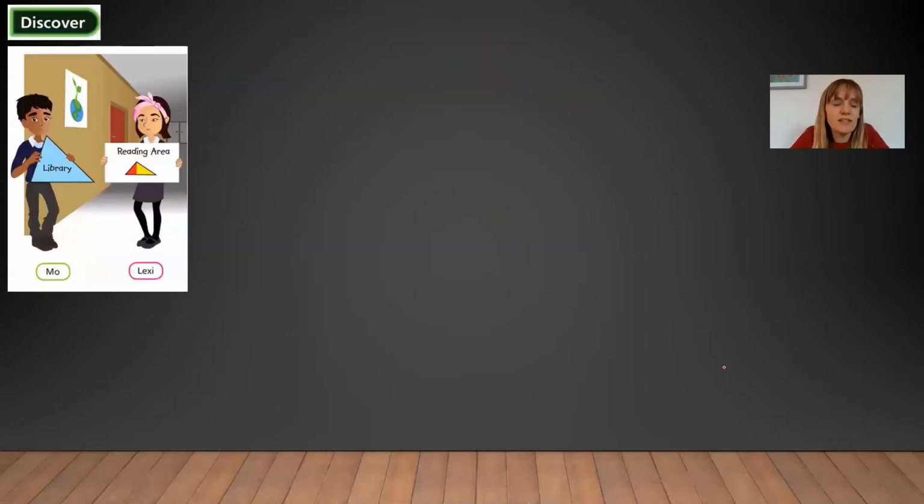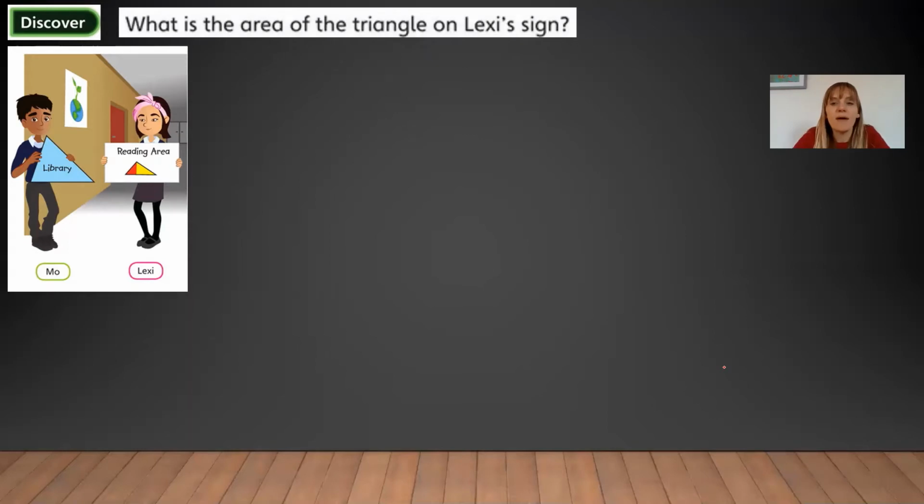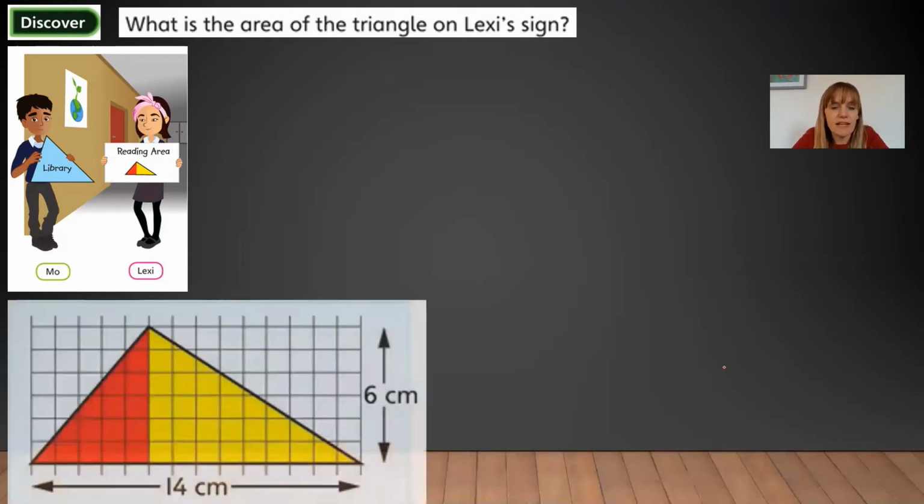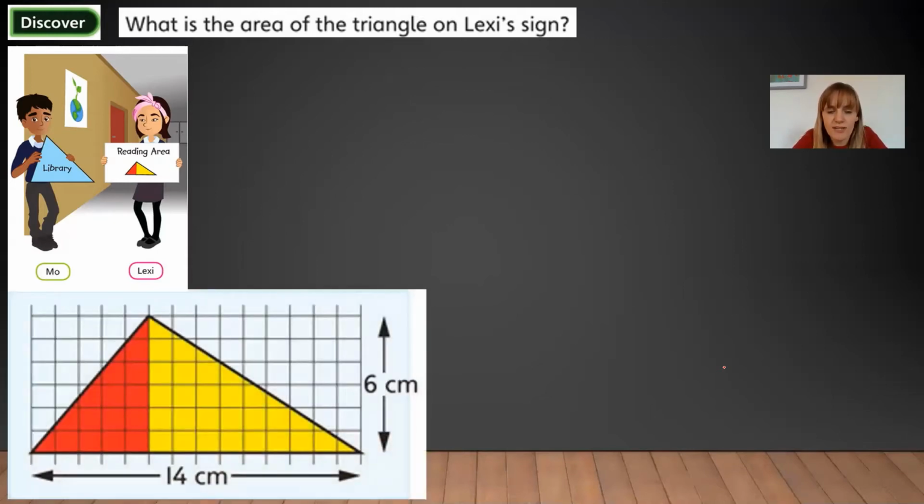All right, so for our Discover, we've got Mo and Lexi, and they've been drawing some triangles to go on some signs to label the library and the reading area. Our first question is, what is the area of the triangle on Lexi's sign? Here it is a little bit larger, and it's got the measurements on it.